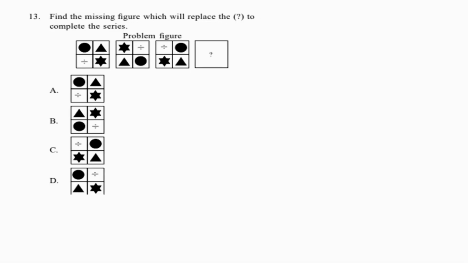Moving on to the next question, number 13. Over here, you have to find the missing figure which would come in the place of the question mark. The circle and star are interchanging itself. The division and triangle are interchanging itself. So similarly over here, the division and triangle would interchange. And lastly, the circle and the star would interchange.